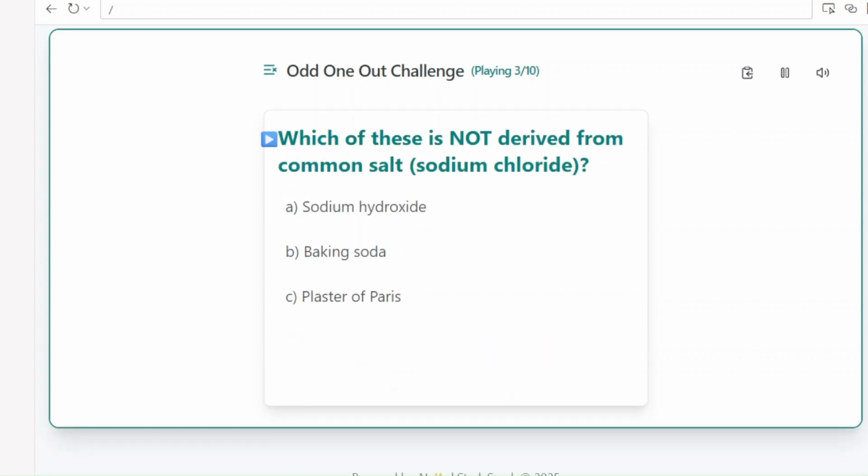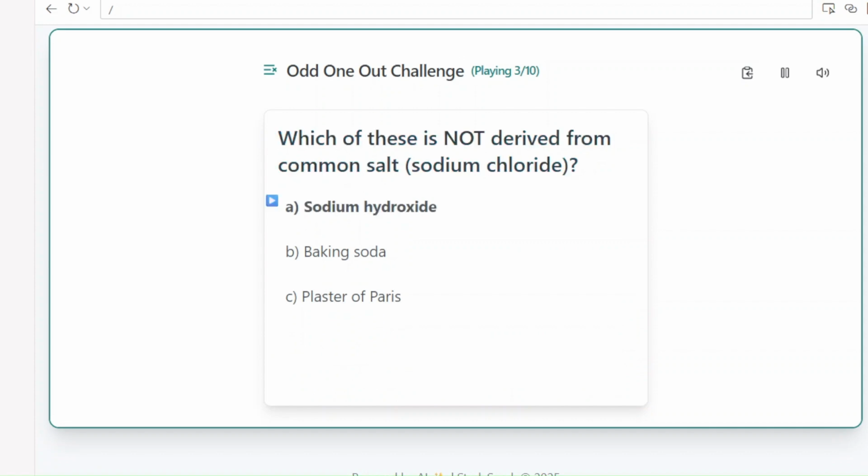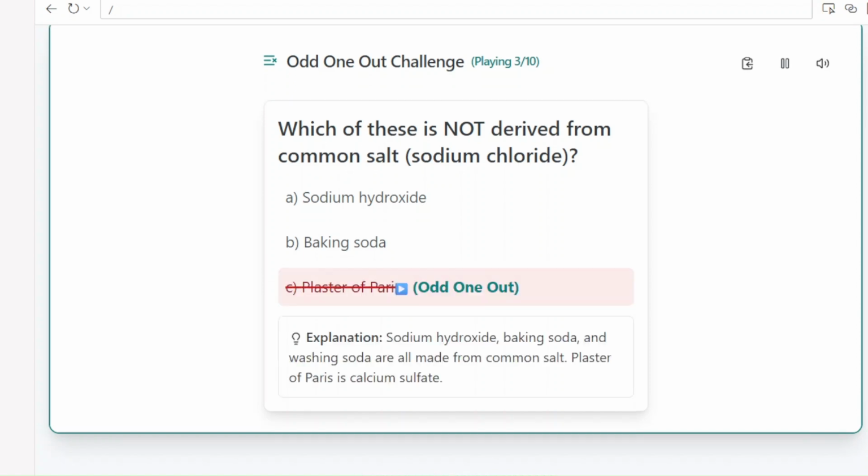Which of these is not derived from common salt, sodium chloride? Sodium hydroxide, baking soda, plaster of Paris. The odd one out is plaster of Paris. Because sodium hydroxide, baking soda, and washing soda are all made from common salt. Plaster of Paris is calcium sulfate.